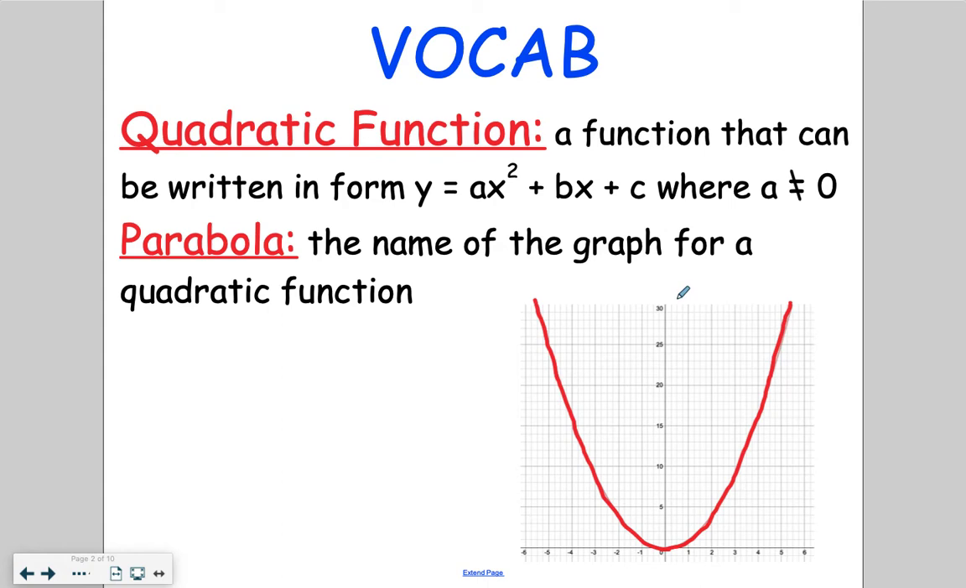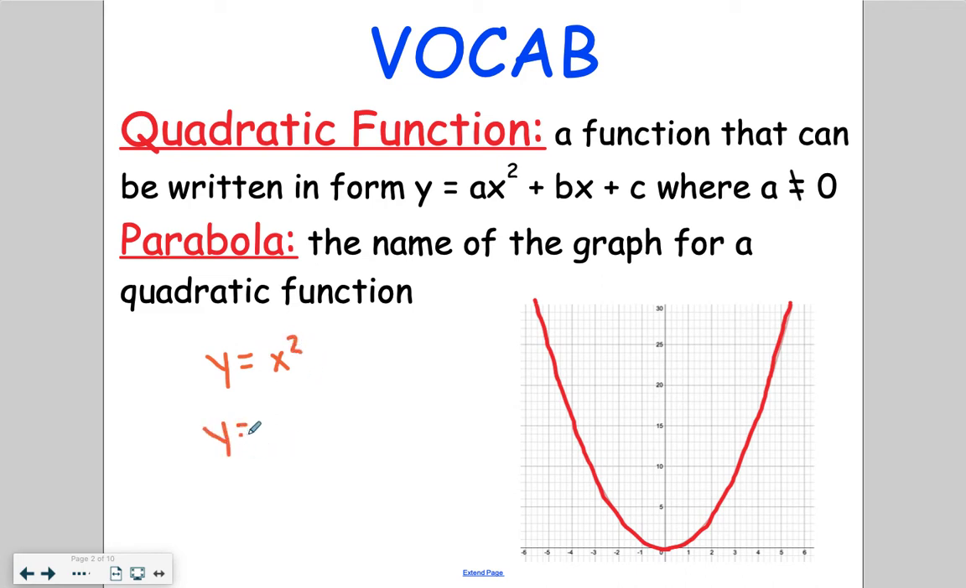A quadratic function is a function that is written in the form y equals ax squared plus bx plus c, where a does not equal 0. So this equal sign with the slash through it means does not equal. In order to be a quadratic function, it has to have an x squared somewhere in the function. So it could be a function as simple as y equals x squared. That's the most basic quadratic function.